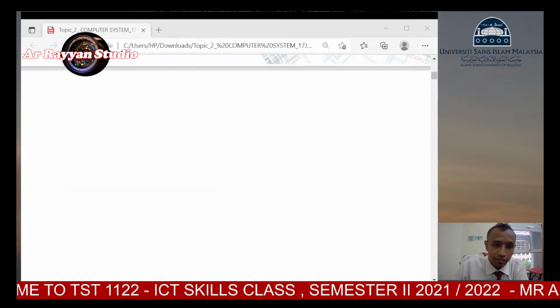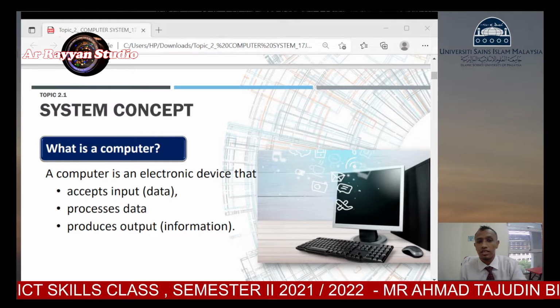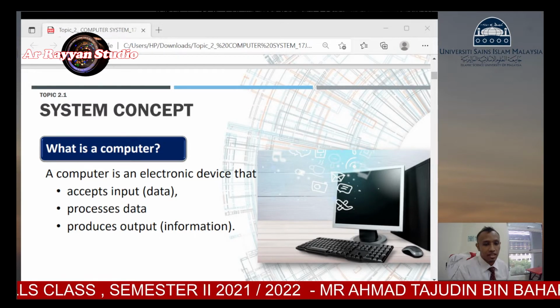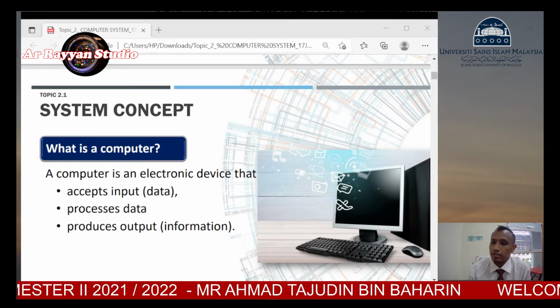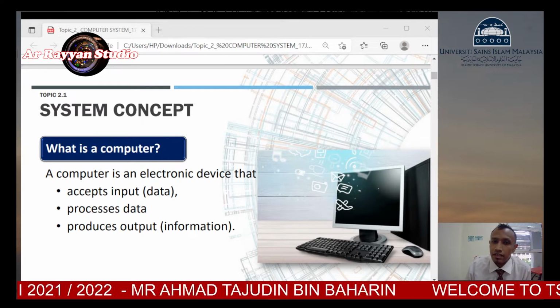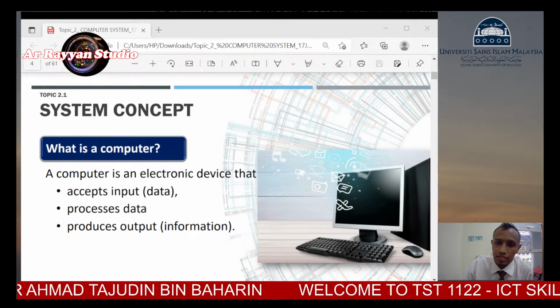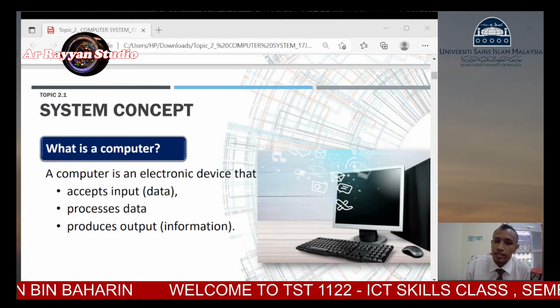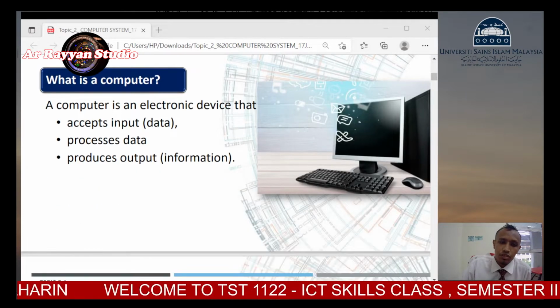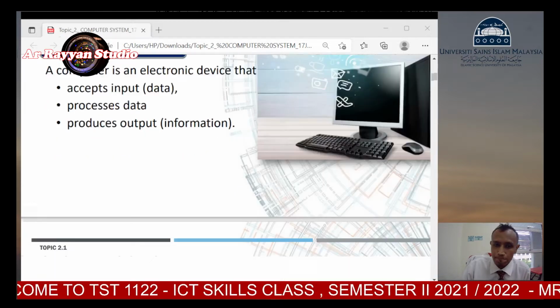Alright, next we move to definition of computer. Right, what is a computer? So computer actually is an electronic device that accepts input, meaning it accepts the data, and then processes data, and last one produces output, or we call it information.